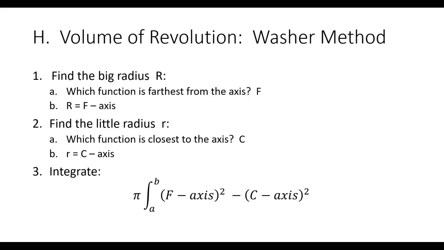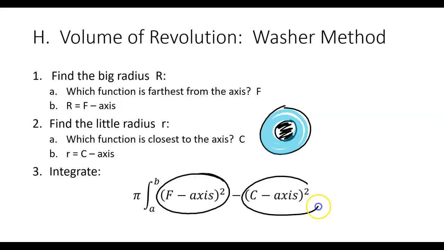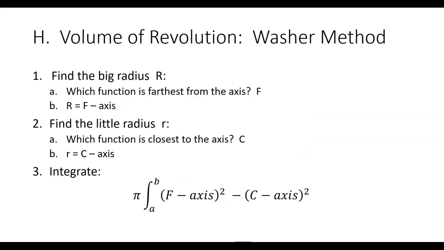So another volume of revolution is the washer method, and that's because the cross sections look like a washer, which is like a circle with a hole in it. Okay, so they call this the washer method. And when you have a circle with a hole in it, in order to find the area of this washer, you need to find the area of the whole circle and then subtract the middle circle away from it. So basically you have one circle minus another circle, right? So that's the idea there.